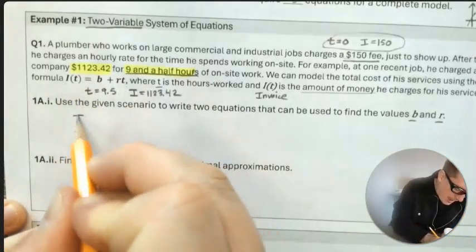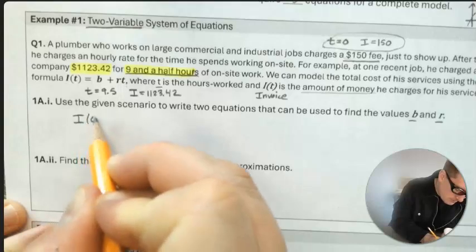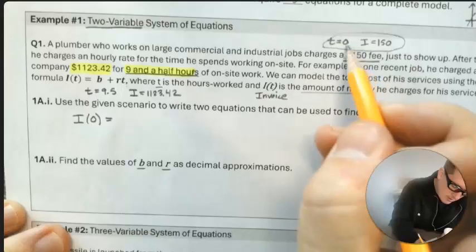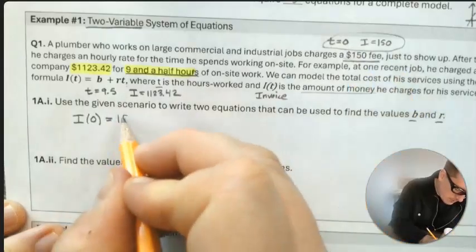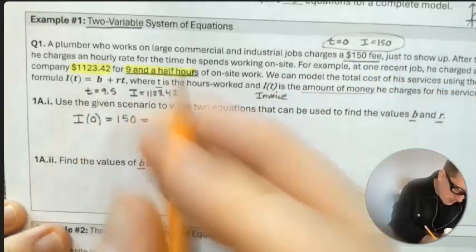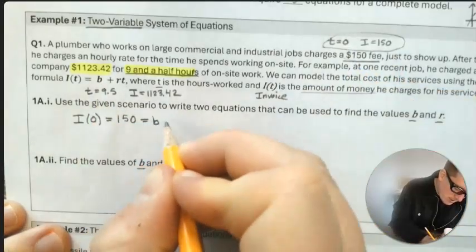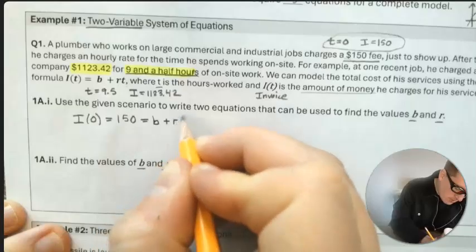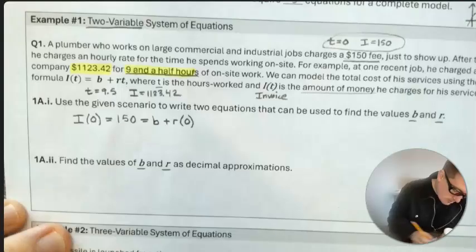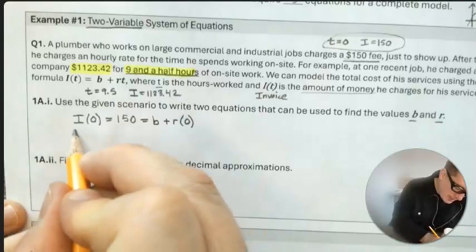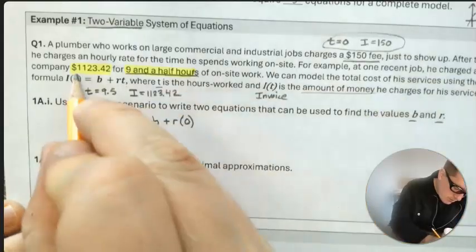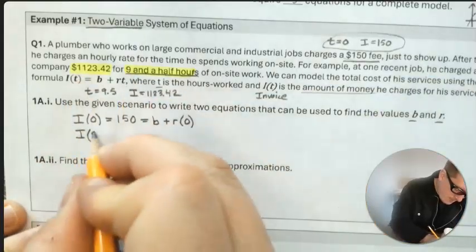So I have I of 0, right? That's going to give me a $150 bill. And we're going to plug that 0 into that formula. Well, I don't know B, I don't know R, but I know 0 is my time, right? Okay, and then we're going to plug in I of 9.5.